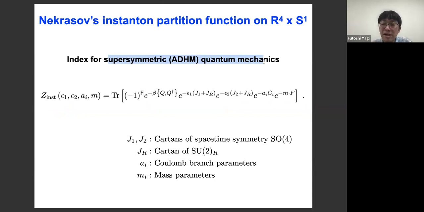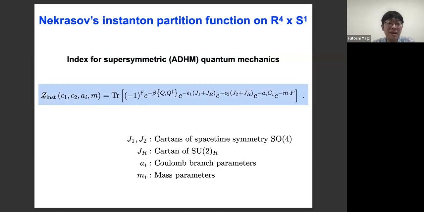If it's a 4D gauge theory, the instanton moduli space is just a finite dimensional space. But if we have this S1, the moduli can depend on time, and then the moduli looks like a one-dimensional field. So it becomes quantum mechanics. This is given by the integration over the instanton moduli space, and this is expressed as an index for supersymmetric quantum mechanics.